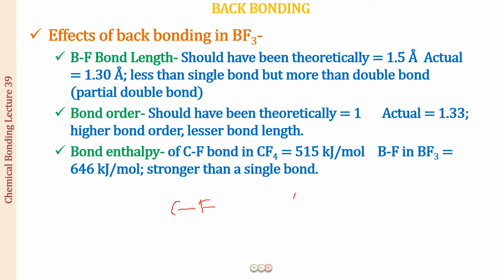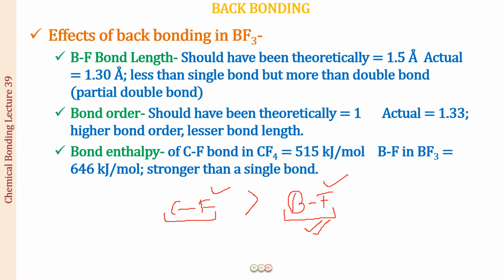and we have the BF bond, boron is larger in size than carbon. You all know that in the period when we move from left to right, the size of the atoms goes on decreasing. The other atom is similar, so boron is larger in size, and hence the BF bond should be longer than the CF bond. If it is longer, this means that it is easier to break, and if it is easier to break, the value of the bond enthalpy should be less than that of the CF bond.